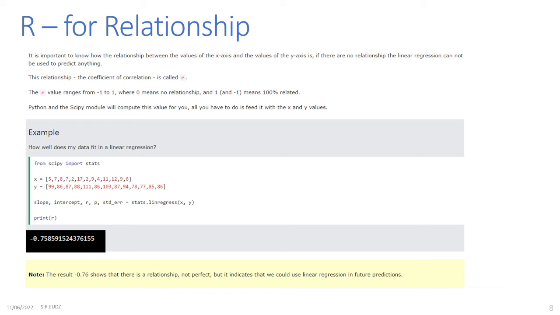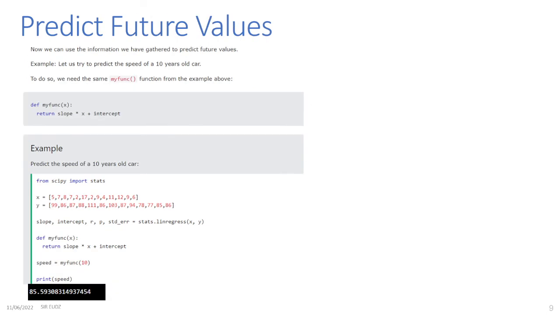So here's an example of predicting the value. So since we know that there is a relationship, we can now use this data here to predict values. That's why we call it machine learning. So the computer will learn from this, and we can now predict values. So we can use the information we have gathered to predict future values.